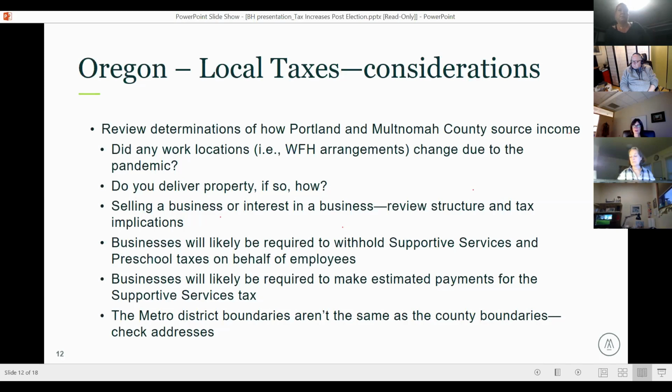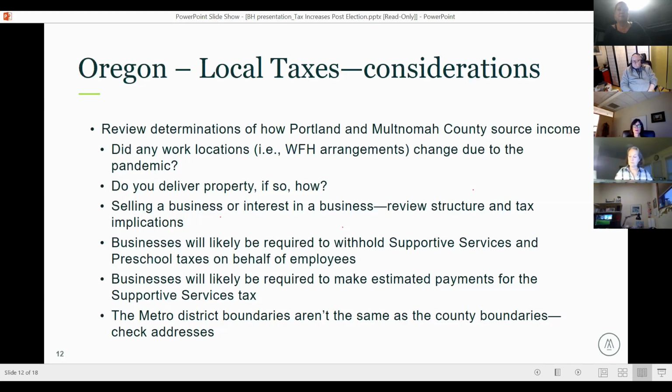Also, if any work locations, like work-from-home arrangements, have changed due to the pandemic, say you had an office in Portland and everybody had to scatter mid-March, your answer could be very different for how you source receipts for January through March 15th, versus March 15th through December 31st. So look at your details and make sure that you're not over-reporting your Portland area receipts.